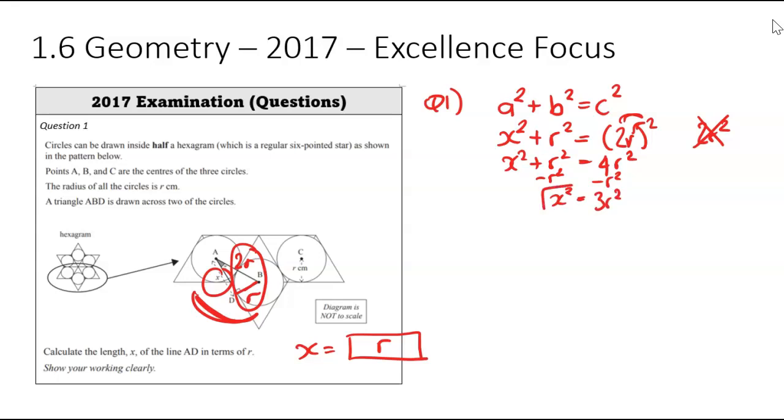Finally, I'm going to square root both sides to get rid of that square by the x. So x will be equal to the square root of 3r squared. If you got that line of working, that's probably enough to get your excellence mark, but we can simplify that a little bit more. Let's make that the square root of 3 times r.